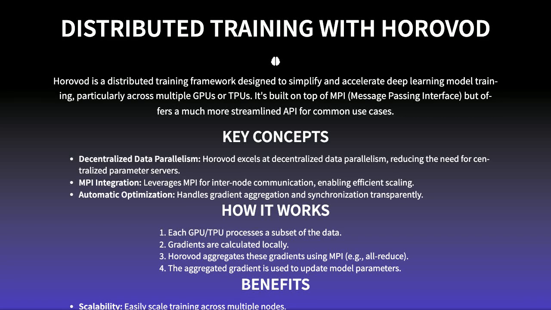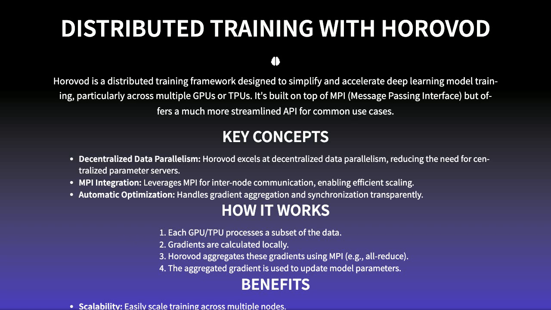Okay, let's talk about getting your deep learning models to train faster by using multiple GPUs or TPUs. Horovod is a fantastic framework that makes this easier than you might think. Basically, it's all about distributing the work. Each GPU tackles a piece of the data, and then they all come together to share their calculations and updates. It's like a team project where everyone does their part and then reports back to the leader, though Horovod doesn't actually need a central leader. It leverages MPI for efficient communication between those GPUs or TPUs, which is really key to scaling up your training process. And best of all, it handles a lot of the complicated details behind the scenes so you can focus on building your model.